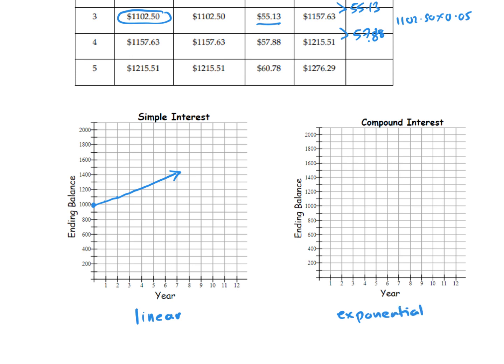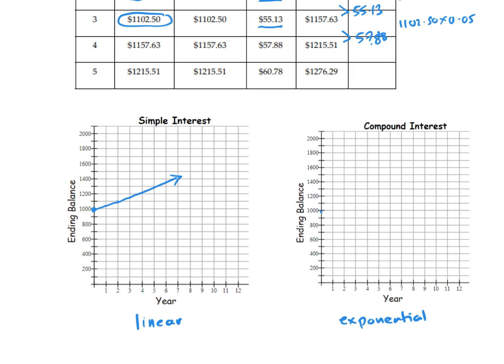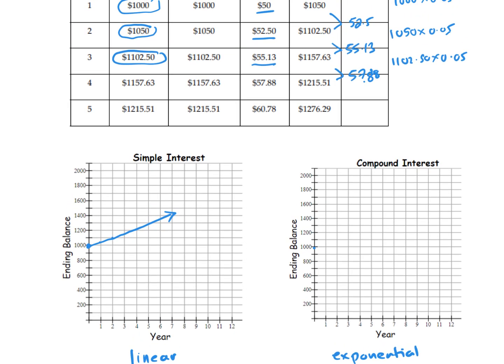So we start with 1,000. The first year we have 1,050. The next year is 1,102, so a little bit more. And then 1,157. So this one's going to curve up a little bit more. We'll just exaggerate it there, but it's going to be an exponential function.